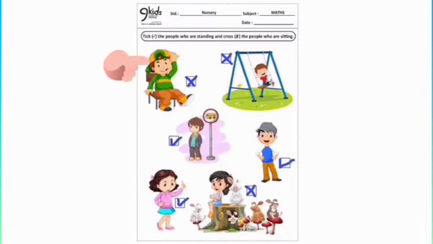In this picture, the boy is sitting on the chair, so I put cross mark on it. In this picture, the boy is sitting on the swing, so I put cross mark on it. In this picture, the boy is standing, so I put tick mark on it. In this picture, the boy is standing, so I put tick mark on it.